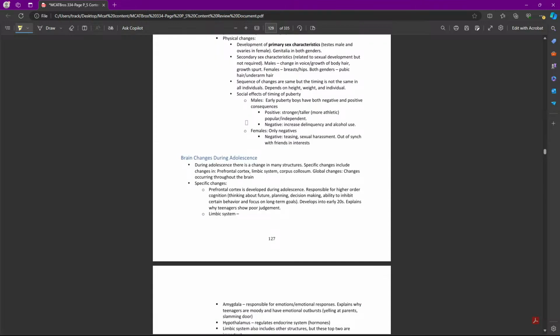Okay. Brain changes during adolescence. During adolescence, there's a change in many structures. Specific changes include changes in the prefrontal, limbic, and dorsal areas, and global changes, or changes occurring throughout the brain. Makes sense, like that global aphasia that we talked about that's impacting multiple parts of the brain.